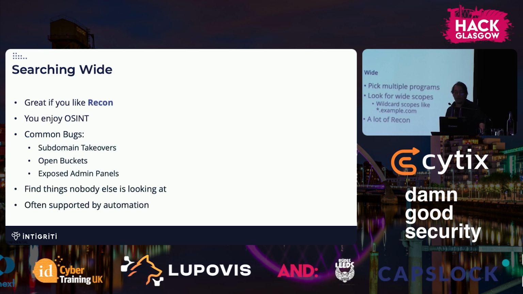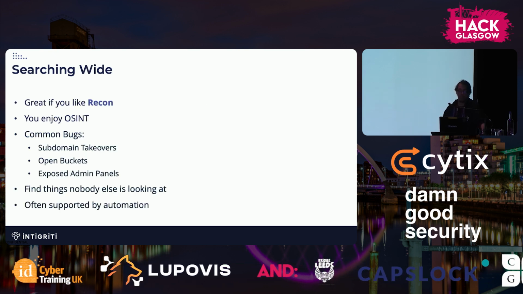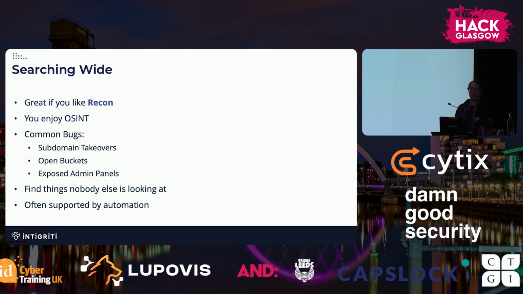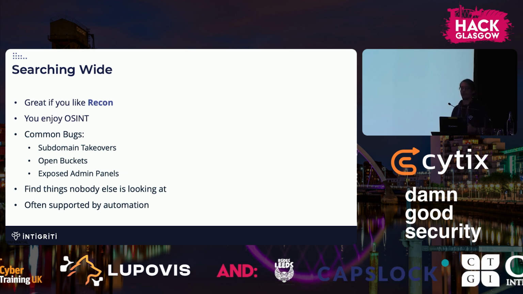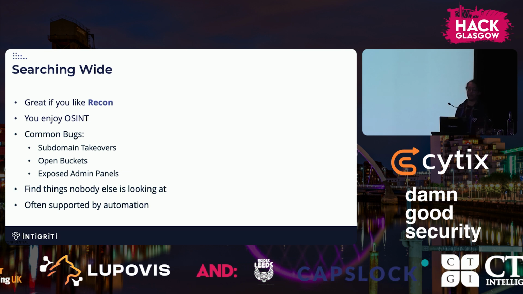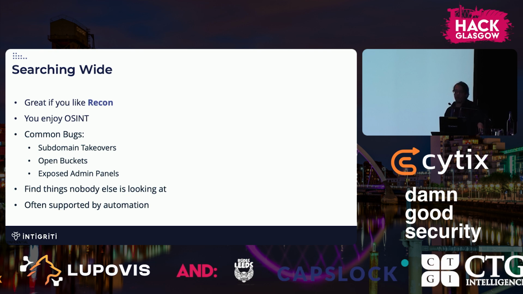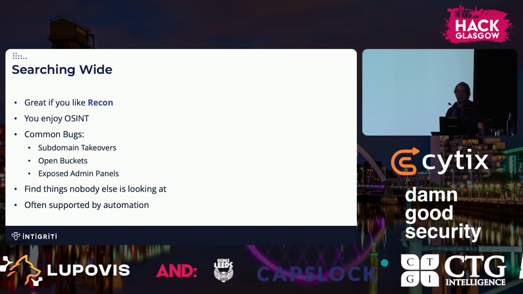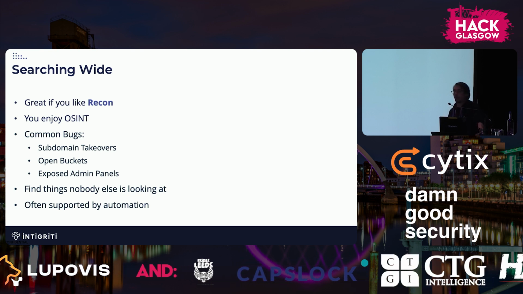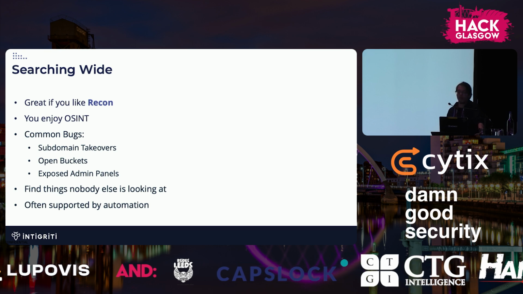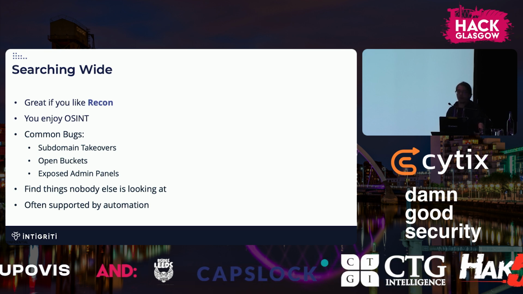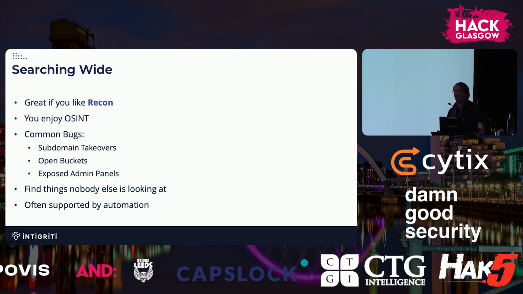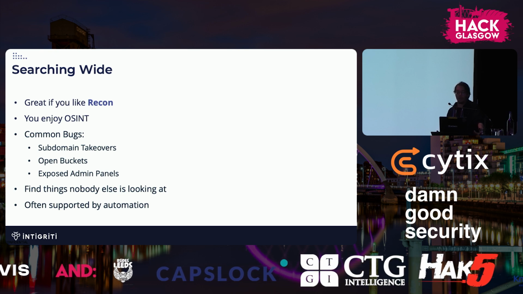So how could that look? When you're searching wide, you do a lot of reconnaissance, like I said. You probably like doing OSINT, looking at Shodan, certificate transparency, and the types of bug that you find will often have to do with these types of assets. So like exposed admin panels or forgotten open buckets, even subdomain takeovers where a subdomain might point to a service that's no longer being used where you can take it over.